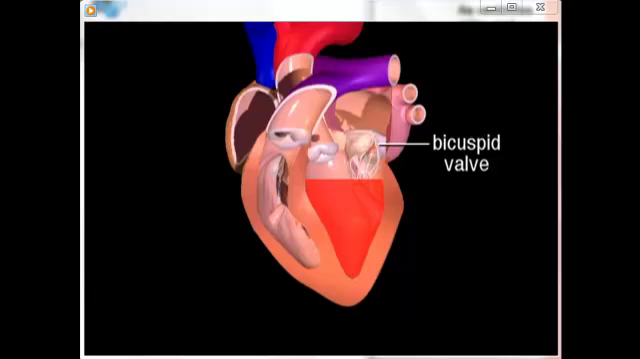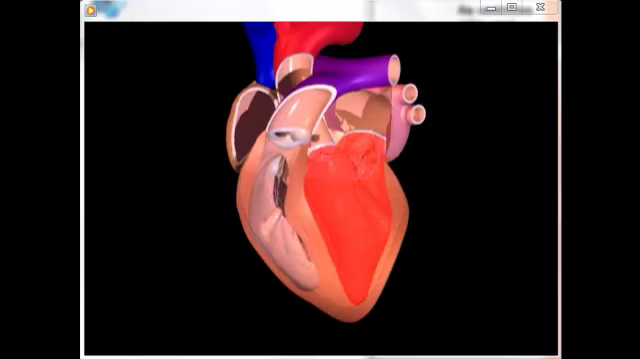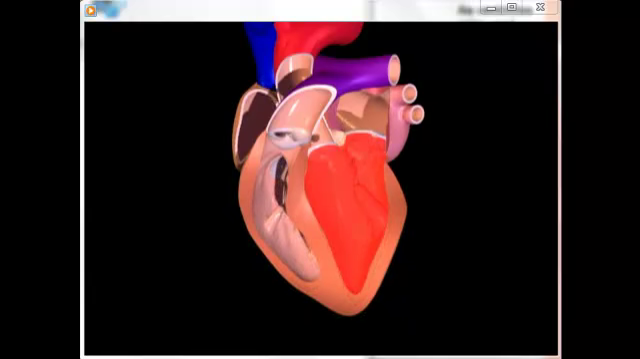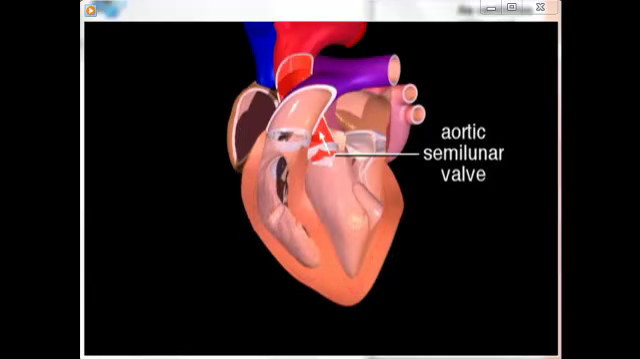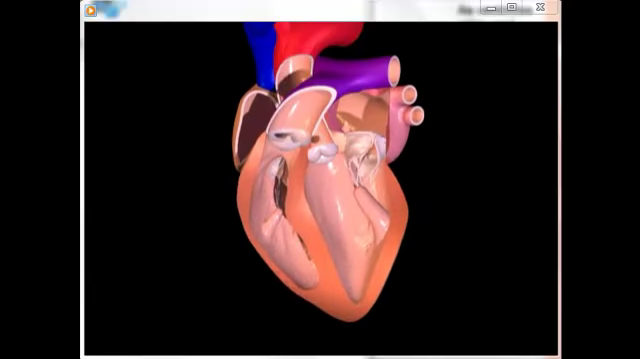Bicuspid valve is open. Then the left atrium is going to contract and fill the left ventricle the rest of the way. Notice that the semilunar valve here is still closed. Notice how the walls of the heart also extend, so it's stretching the heart walls, and that's good. And then the left ventricle is going to start contracting, causing the left AV or the bicuspid valve to close. And then the semilunar valves, as the pressure builds, are going to be forced open. The blood's going to leave in the aorta to the body. Then as the left ventricle relaxes, the semilunar valve will close.